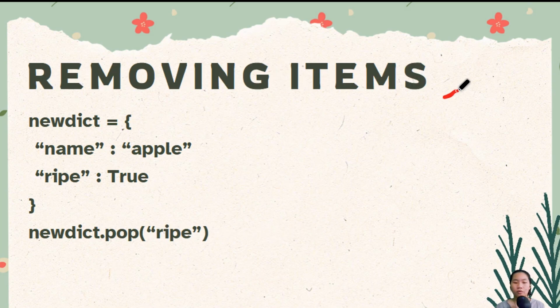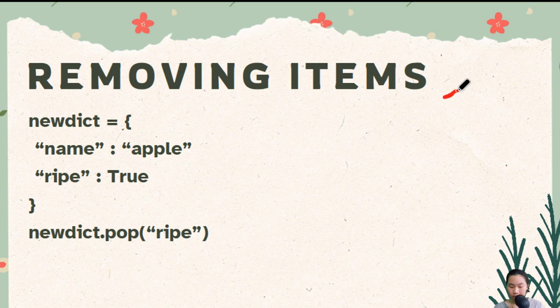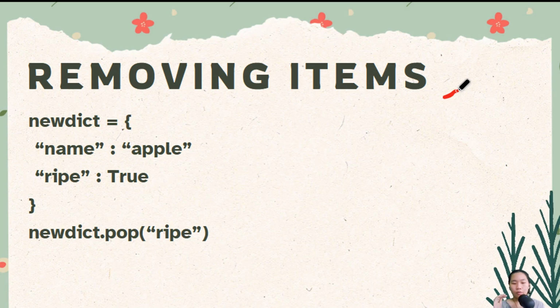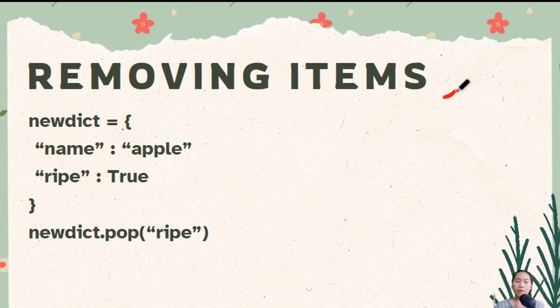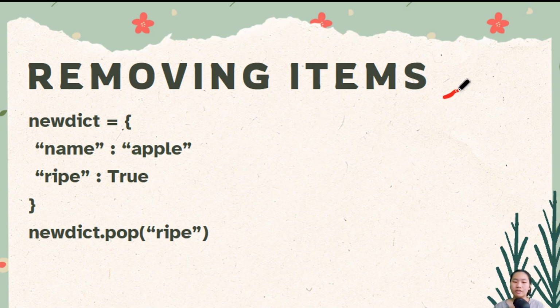Next up, with removing items. Now that we've added items, let's talk about removing items, okay? This is a method that you've seen before with list: pop. All right? With pop, it removes the key that was passed in as an argument. New dictionary dot pop, parenthesis, double quotes, ripe will be removed, and all you have is name apple for new dictionary.